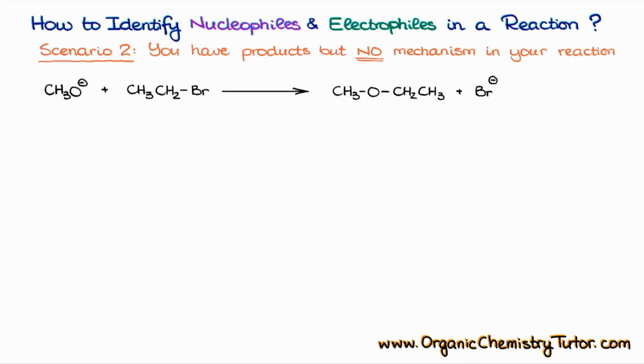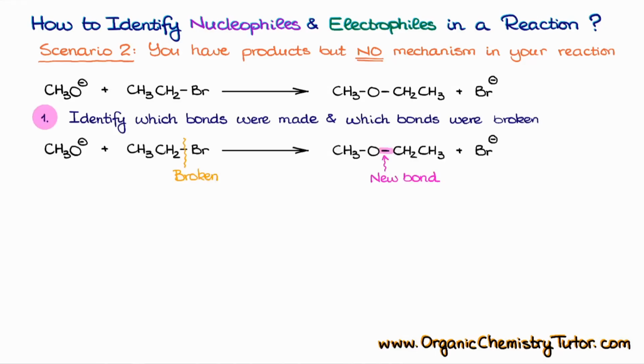And first of all, let's start by identifying the bonds that were made and the bonds that were broken in this reaction. Based on the structure of our product here, we can see that we have made a new carbon-oxygen bond over here, and we also broke a carbon-bromine bond, so this bond has been broken because now we can see that Br- is just floating in the solution by itself, and it's no longer bonded to anything.